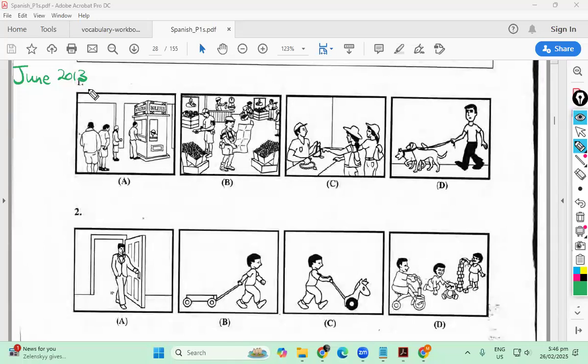Las turistas compran collares. Las turistas compran collares.